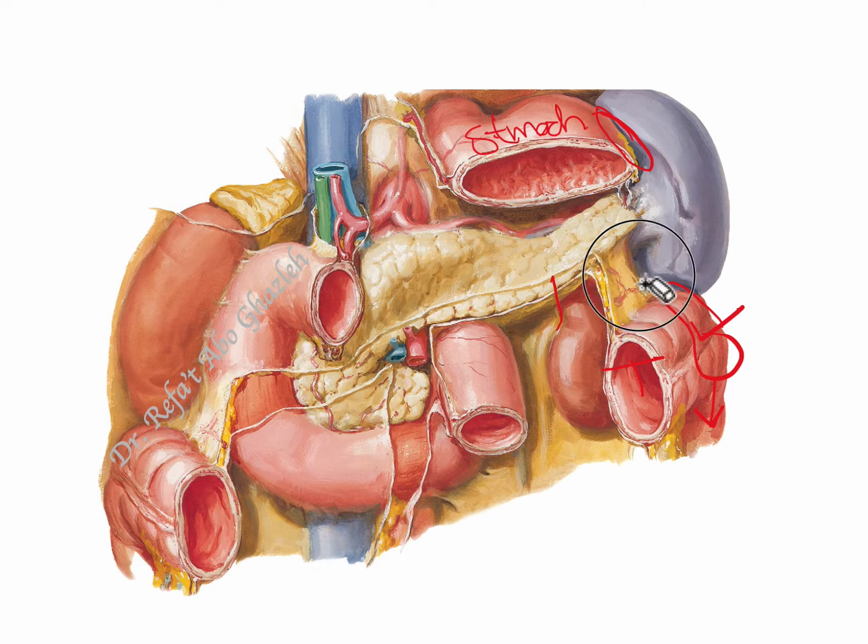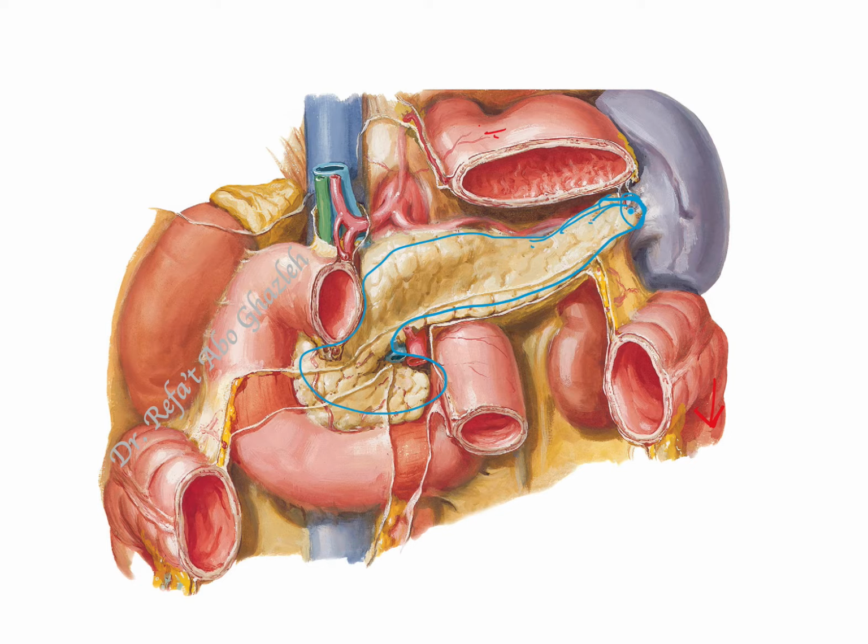Most importantly, you can see here the tail of the pancreas. This is the pancreas. This is the head, neck, body, and this is the tail of it. So look, here is the impression for the tail of the pancreas in the hilum.